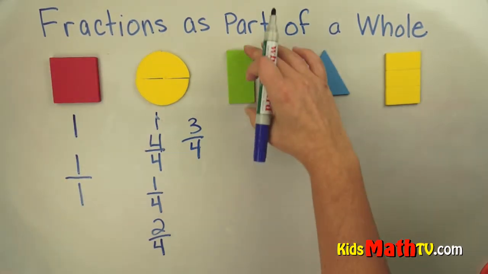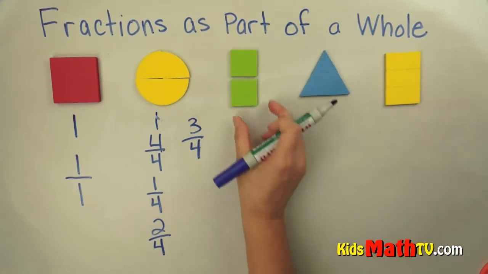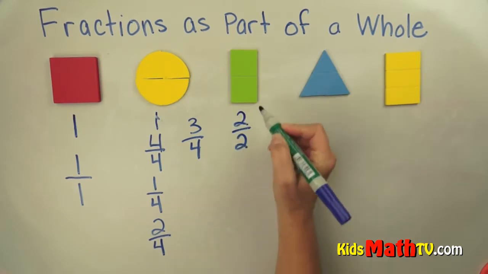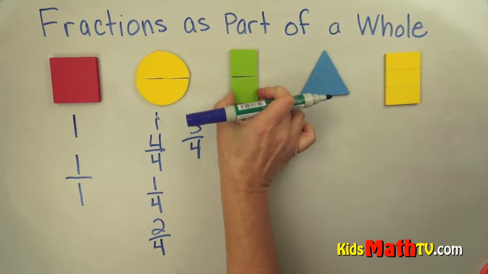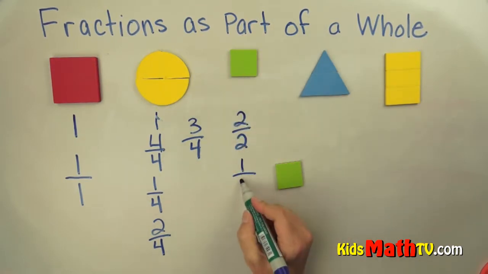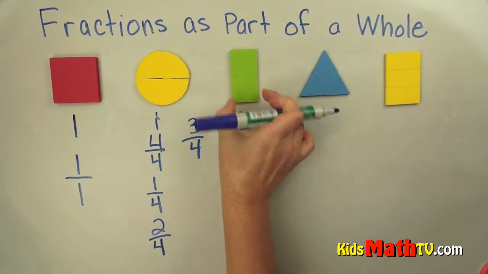Okay? So here's our rectangle. Our rectangle is split up into 2 parts. So the whole thing is 2 out of 2. That's the whole. Okay? I can take 1 piece out. 1 out of 2, or 1/2. So this is 1/2 of the whole.